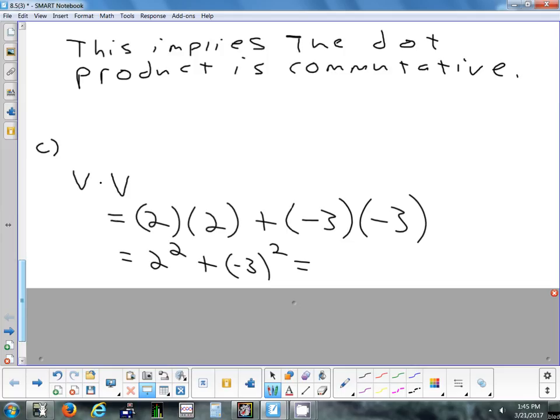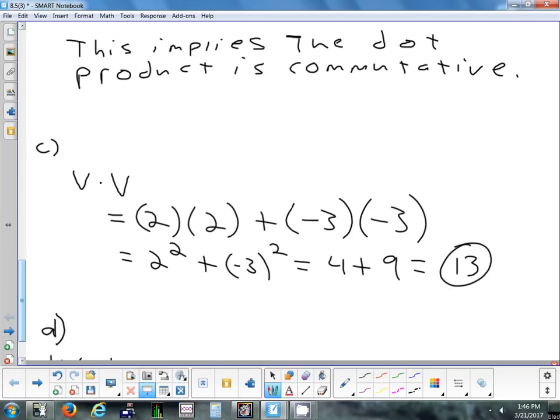So now I'll finish the calculation, and I'm going to tie in what I just said with the answer I'm about to get. So 2 squared is 4. What's negative 3 squared? 9. And that gives me 13. So the v dot v is 13. So what would be the length of v? It would be the square root of that. That's the only thing we didn't do. We didn't take the square root.